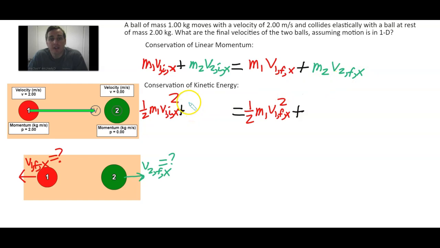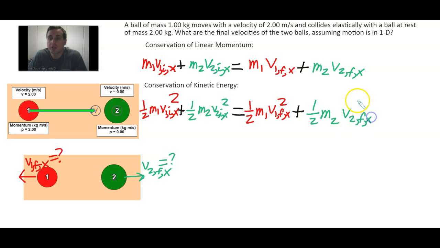And then likewise for the kinetic energy, but there are 1/2s and there are squared terms. So 1/2 m2 v2 initial x squared, and then this is the total kinetic energy inward of both masses, and then outward should be the total kinetic energy of both masses, and that should be 1/2 m2 v2 final in the x direction squared.